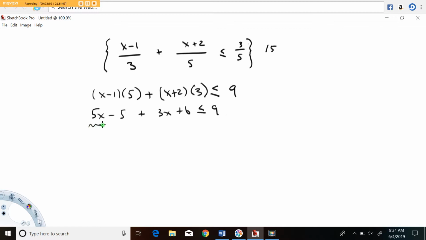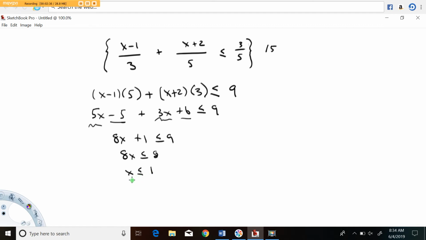And then we've got x terms to combine, so that's going to be 8x, and why don't we combine these as well, this and this. 6 minus 5 is 1, and again less than or equal to 9. Subtracting 1, we're going to have 8x is less than or equal to 8, divide by 8, and we're going to have x less than or equal to 1. Now, again, because we're dividing by positive 8, the inequality direction stays. Had we divided by negative 8, that would reverse the inequality direction.